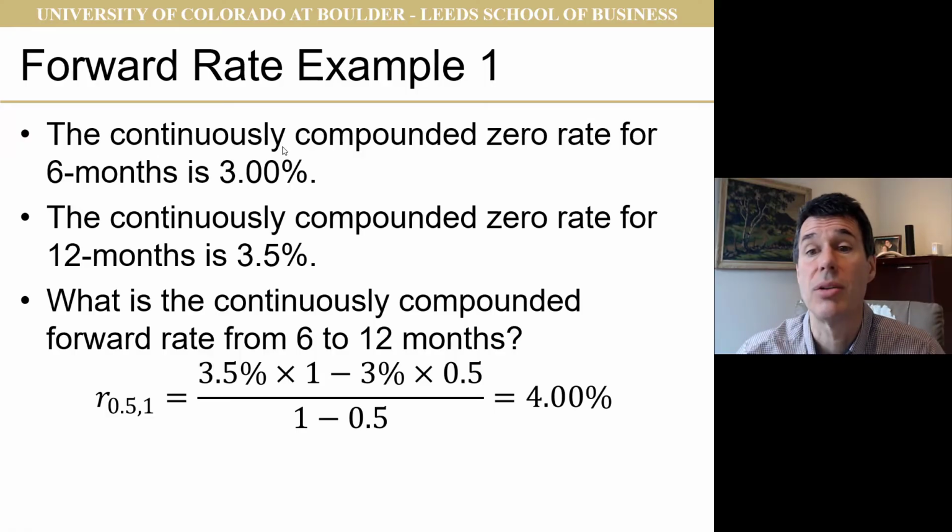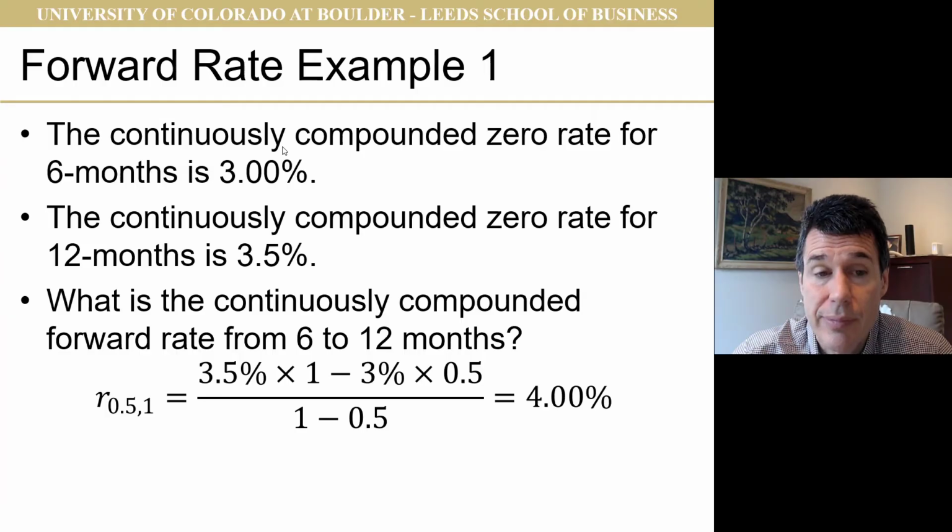And let's just think about this in words. We're earning 3% over the first 6 months, and if we invested for 12 months, we're earning 3.5%. Well, over the first 6 months, we're earning 0.5% too little, right? Because over 12 months, we should be earning 3.5. That means that over the last 6 months, from 6 to 12, we have to earn 0.5% more in order to average out to 3.5. Well, 0.5% more than 3.5 is 4. That's our forward interest rate.